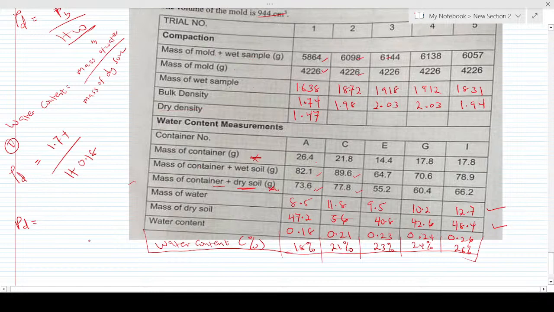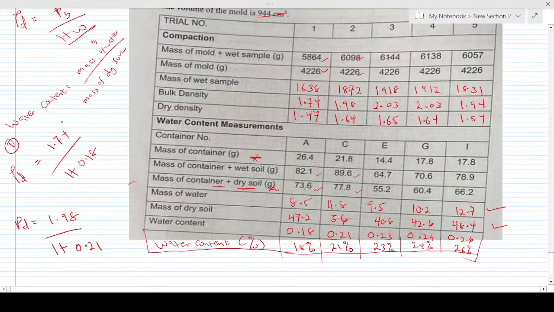So 1.98 divided by 1 plus water content, which is 0.21. Then we'll get 1.64. So we have 1.64 here. Over here we have 1.65, 1.64, and 1.5.